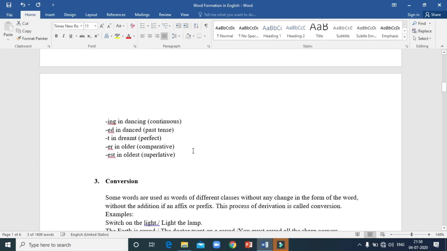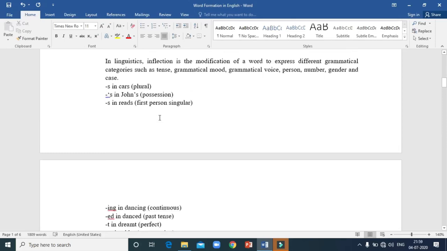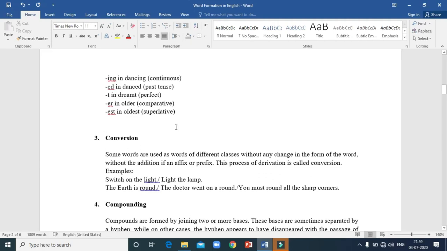If you add -ing to a verb, that means it is continuous. -ed to a verb means past tense. -en or -ed to a verb means perfect. Then -er to an adjective means comparative degree. -est to an adjective means superlative degree. So these are the examples of inflections. Inflection means modification of a word to express different grammatical categories. So that was the second process of word formation.